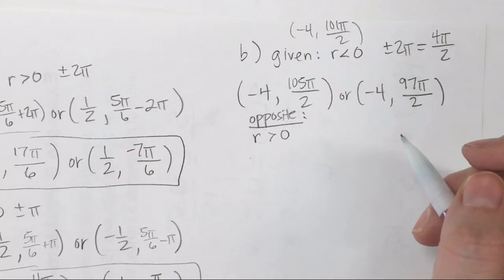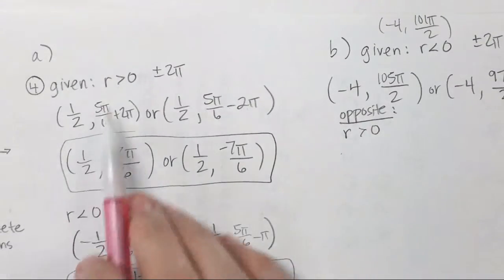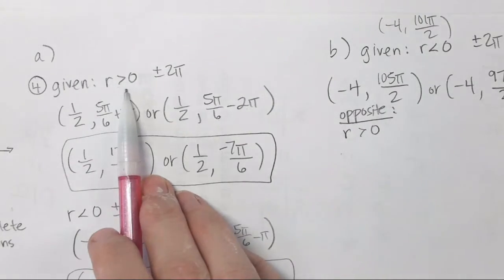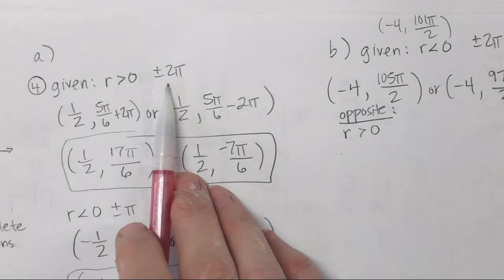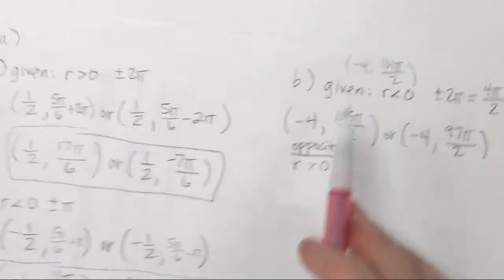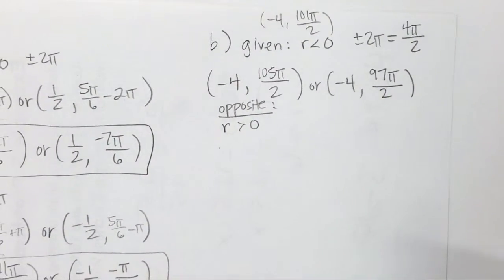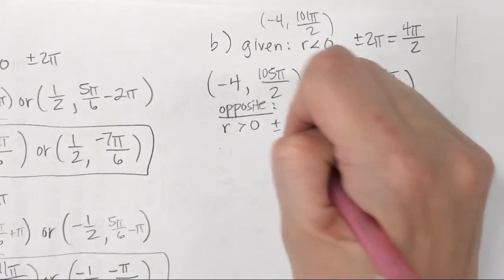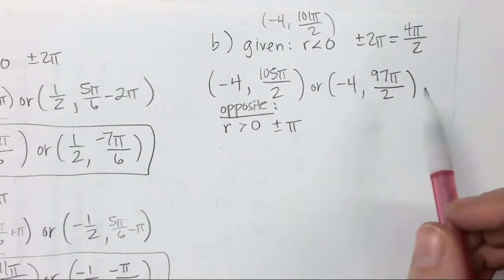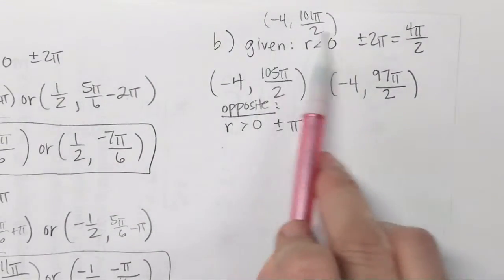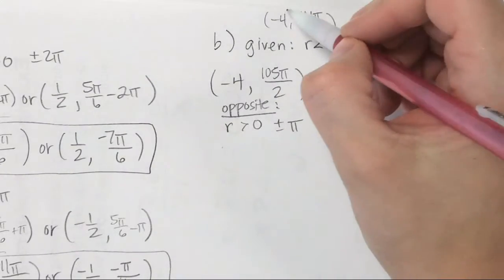For A, no, you have to do it in that order because they gave you R was positive. So you have to do this first and this second. For B, your R value is negative, so you have to add and subtract 2 pi. So it's negative? The X is negative? How do you know? No, it's your R value. It's whatever you're given. So this is your given point, right? Yeah. So see how it's negative?